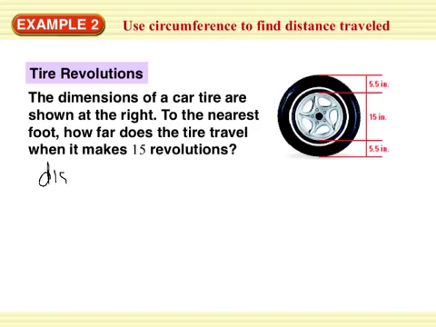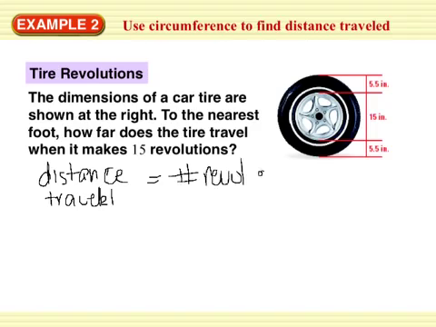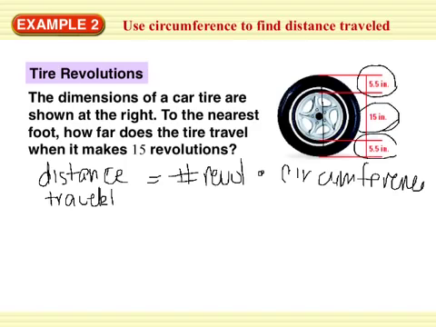So the distance traveled equals the number of revolutions times the circumference. Can't spell circumference. So let's do the circumference. Okay, these are the dimensions of the tire. I could do the diameter one from one end to the other. I get 15 plus 5.5 plus 5.5. That's 11 plus 15 is 26.